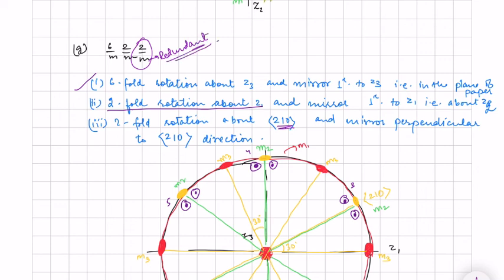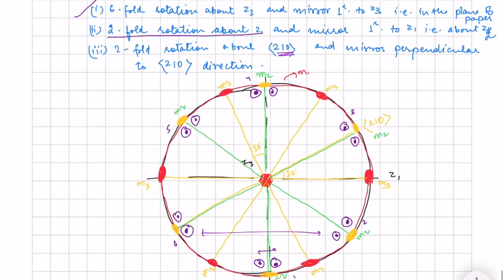Okay, so that leads us to the end of the stereographic projections of 6 crystal systems, that is triclinic, monoclinic, rhombohedral, hexagonal, orthorhombic and tetragonal. We'll come up with the stereographic projections of cubic crystal systems in another video. Thank you.